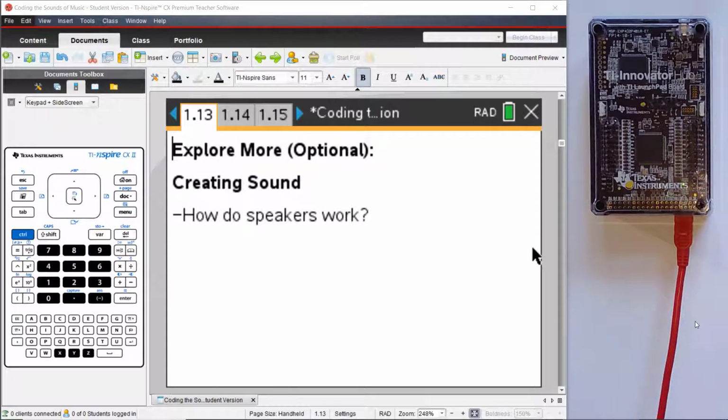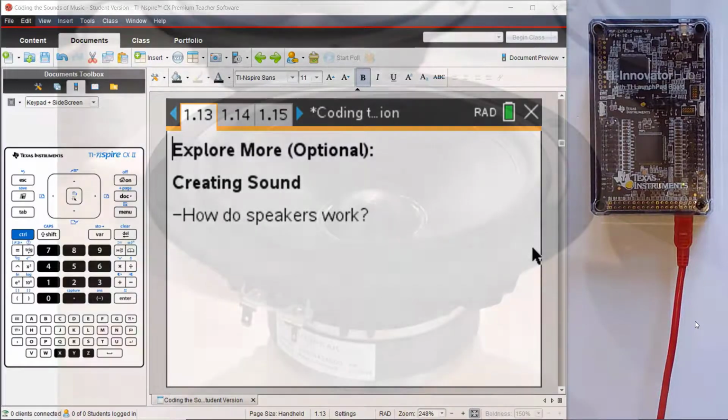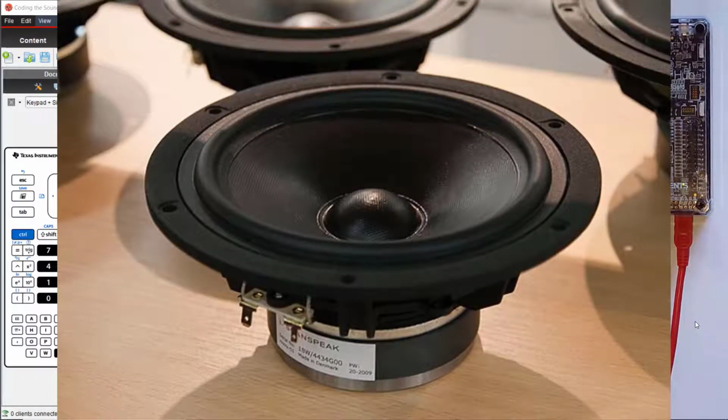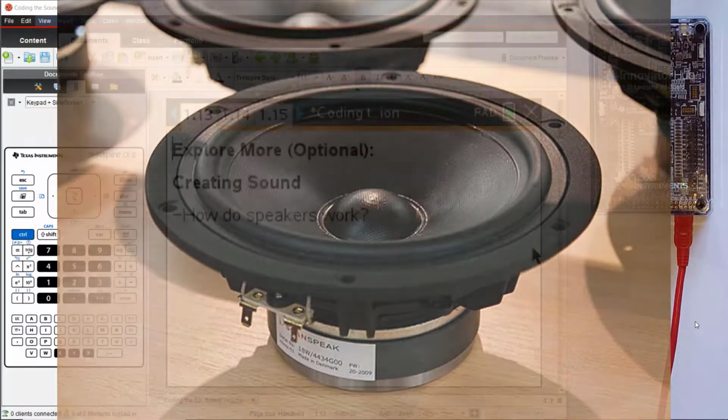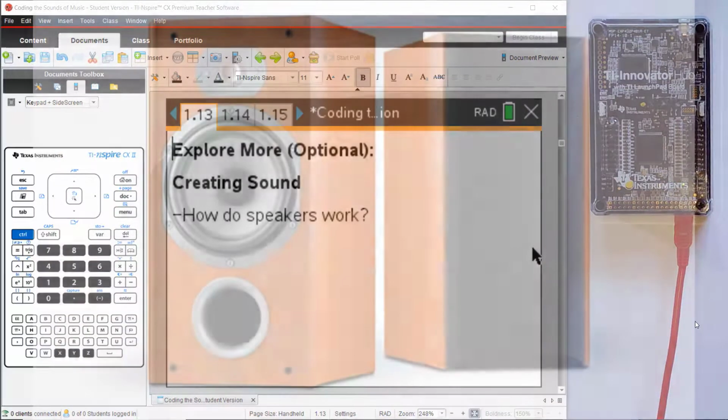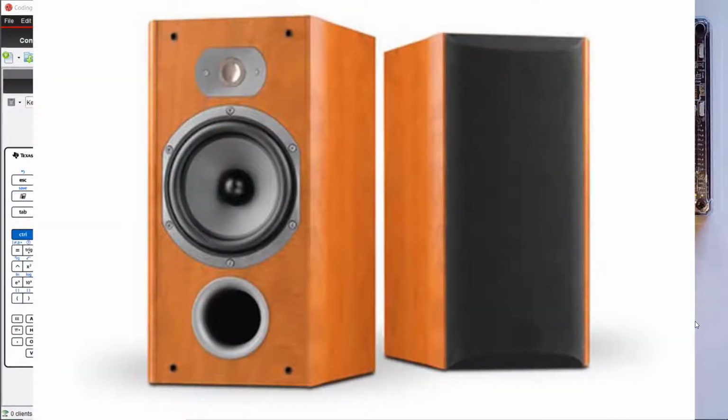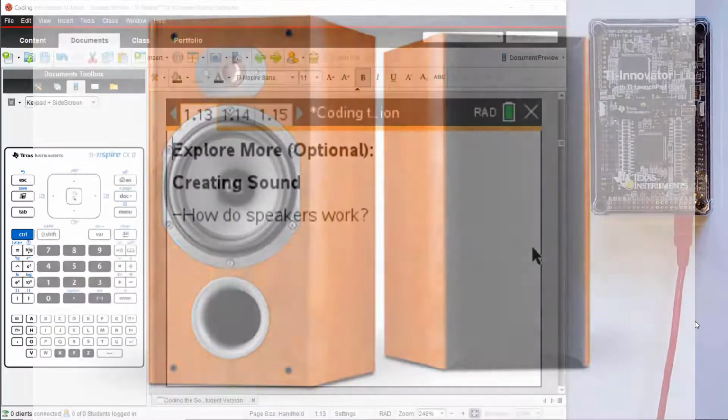Explore more. How do speakers work? In this video, we'll learn about the physics behind how speakers actually change electricity into sound waves. We'll even look at some of the engineering used to make the types of speakers that you'll find around your house, whether they're computer speakers adjacent to your computer, or a speaker next to a TV set, or a speaker connected to your stereo system. All of these speakers work the same way, and we're going to figure out how that happens.